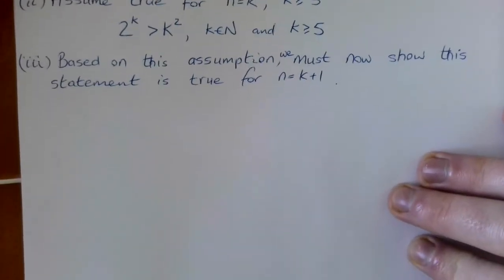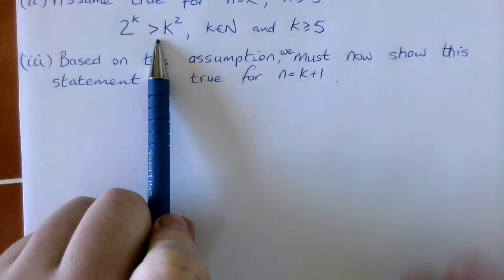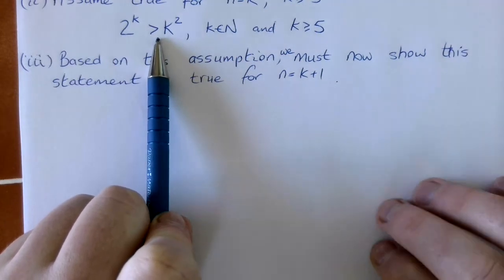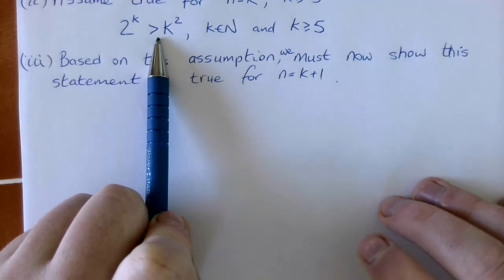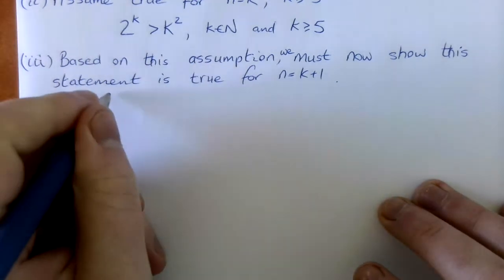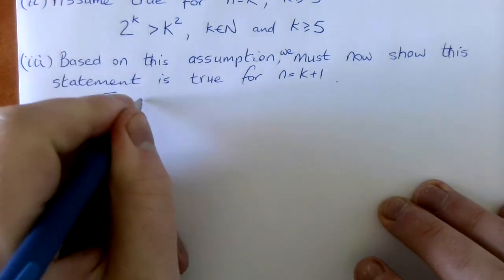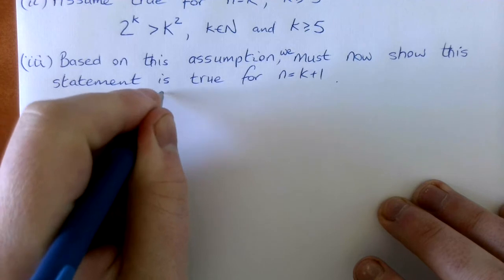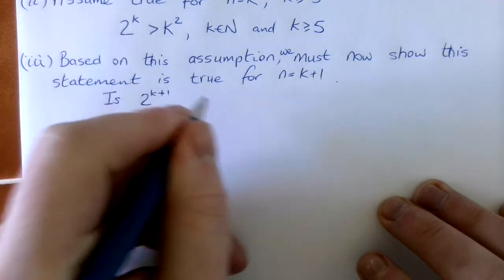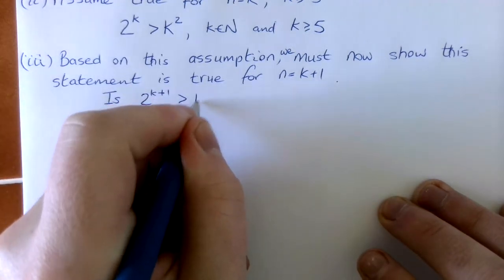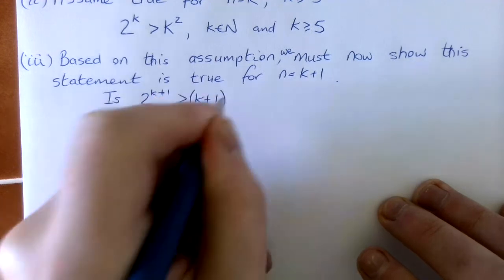So we're going to keep this assumption just up here so we can see it, because this is our assumption that we're going to use. And we're going to write down what exactly we have to prove. So we're trying to show, is 2 to the power of k plus 1 greater than (k plus 1) squared?